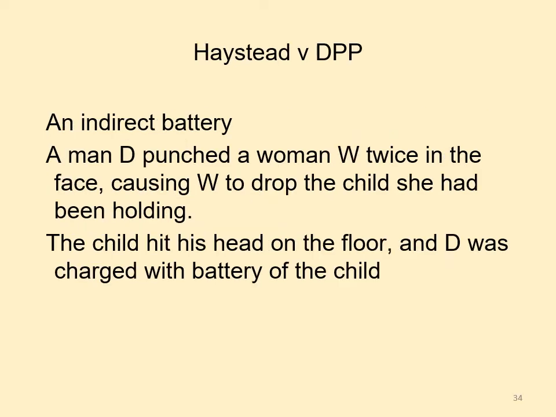If we look at Haystead v DPP, this is a horrible case which illustrates an indirect battery. In this case, a man punches a woman twice in the face and she drops the child that she's holding. Now, it's a toddler and it's annoyed, but it's not badly hurt or anything like that. So the child hits its head on the floor and the defendant is charged with battery of the child. And the case held that you can have an indirect battery. It didn't matter that the defendant didn't touch the baby. That was sufficient.